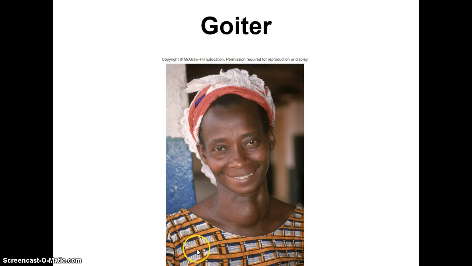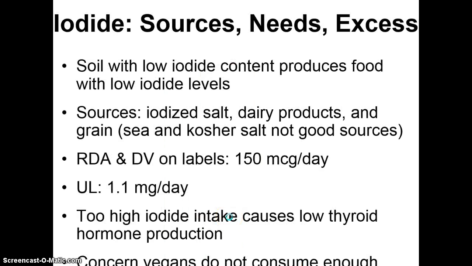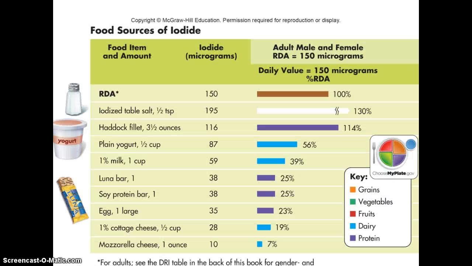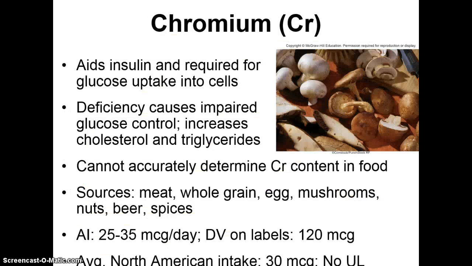This is an example of goiter, and it shows an enlarged thyroid gland due to lack of iodine. So iodide resides in soil, and since our soil in the United States is quite low in iodide, we add iodide to our salt to make sure that we're getting enough. But too high of an intake of iodide can cause low thyroid hormone production. Some food sources, obviously salt, some fish.